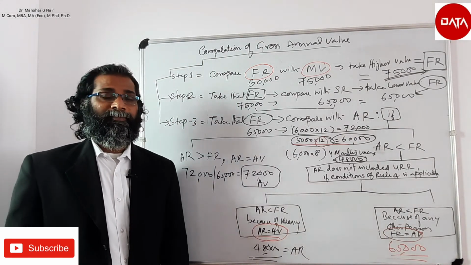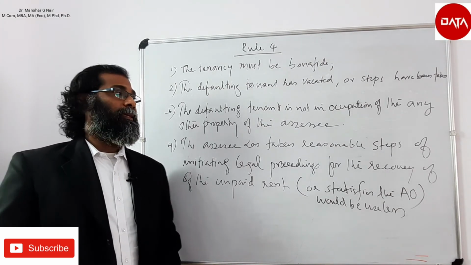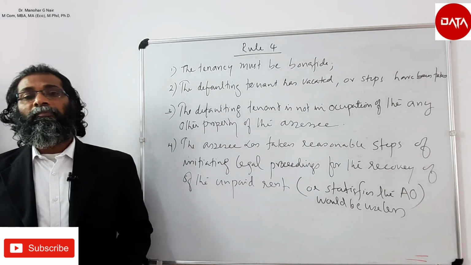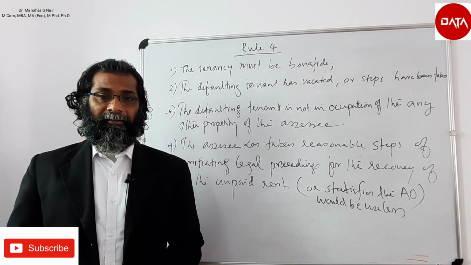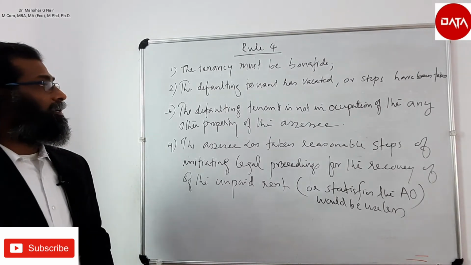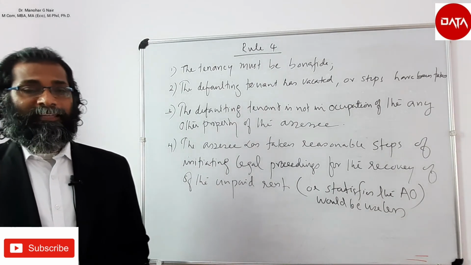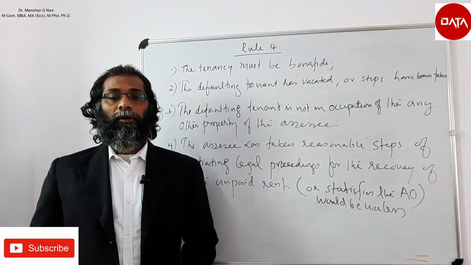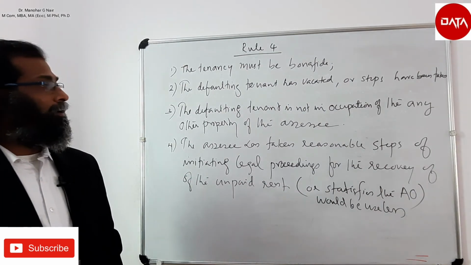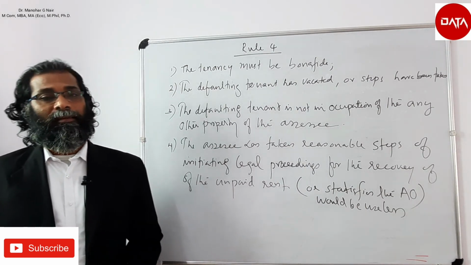Hope it is clear. Now let us discuss rule 4. The point 1 is the tenancy must be bona fide. It should be a reasonable contract between the landlord and the tenant, and the contract must be a bona fide one. Second, the defaulting tenant has vacated the building, or steps must be taken by the landlord for vacating the tenant. Third point says the defaulting tenant is not in the occupation of any other building owned by the landlord.